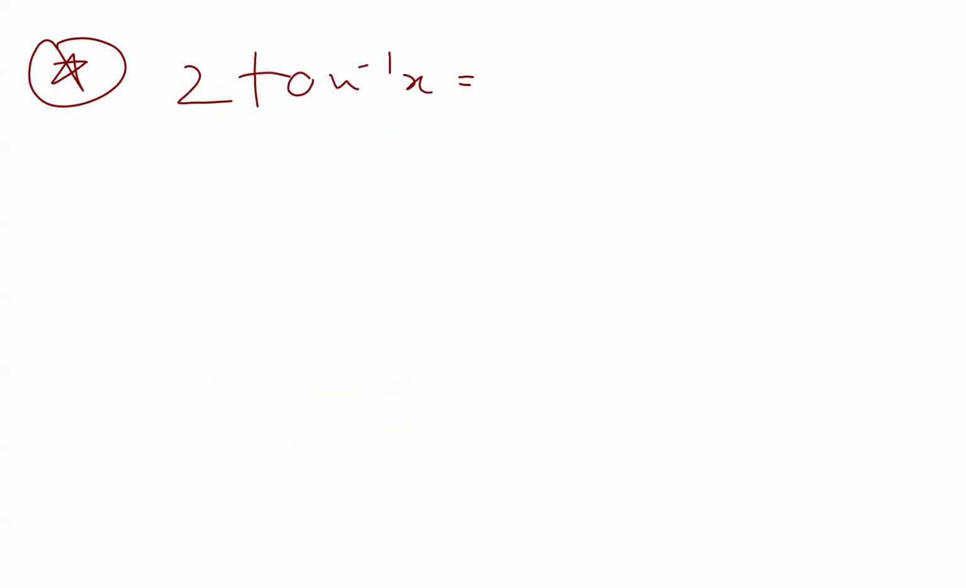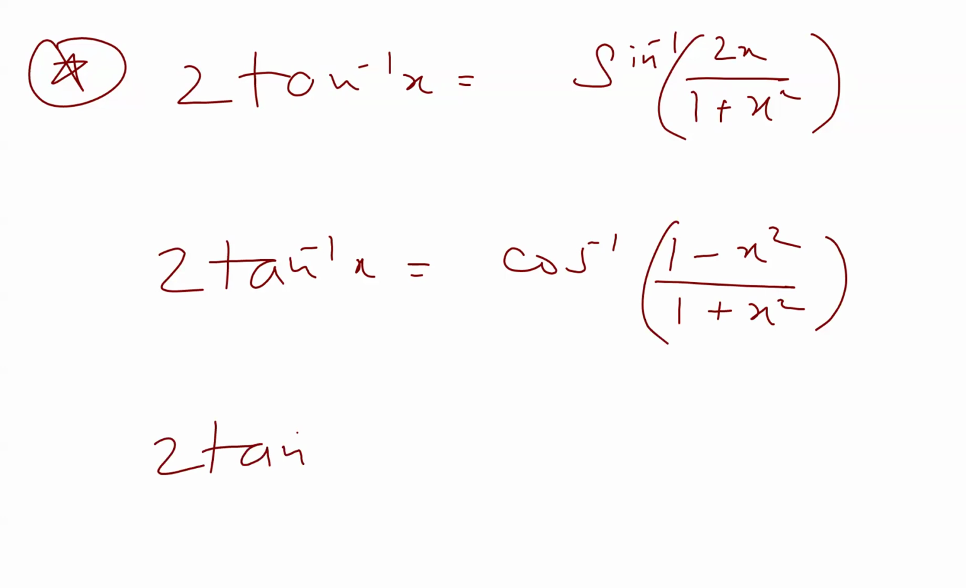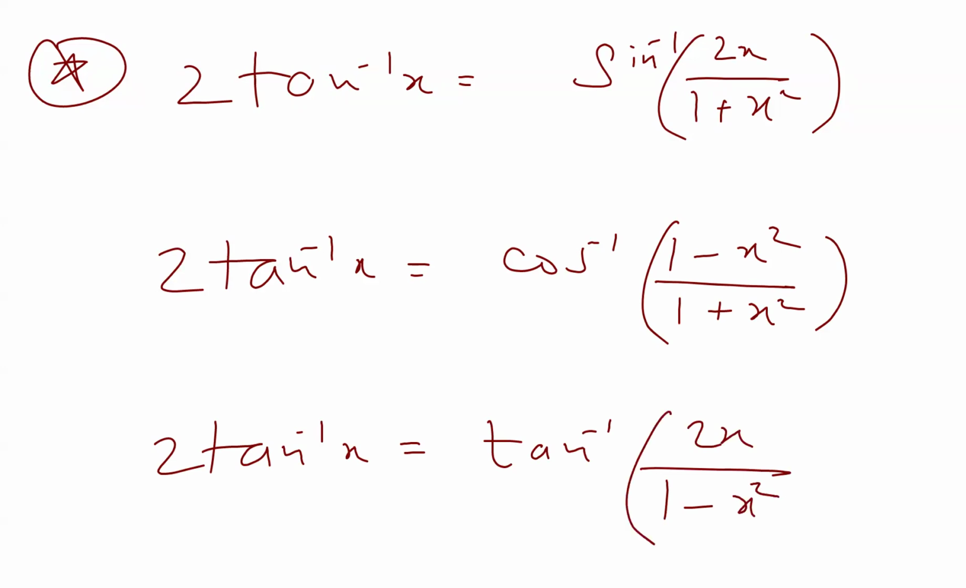2 tan inverse x is equal to sine inverse of 2x upon 1 plus x square. 2 tan inverse of x is equal to cos inverse of (1 minus x square) upon (1 plus x square). 2 tan inverse of x is tan inverse of 2x upon 1 minus x square. Okay. So this you need to remember.